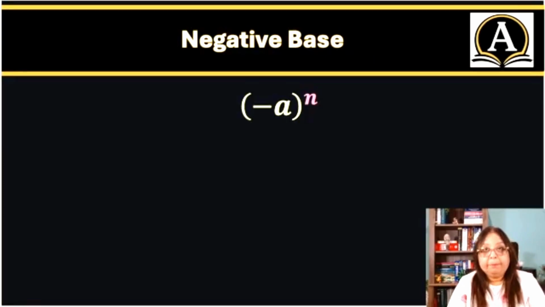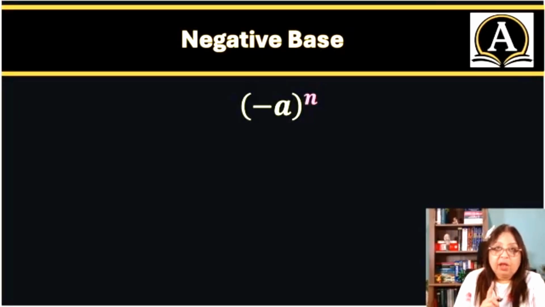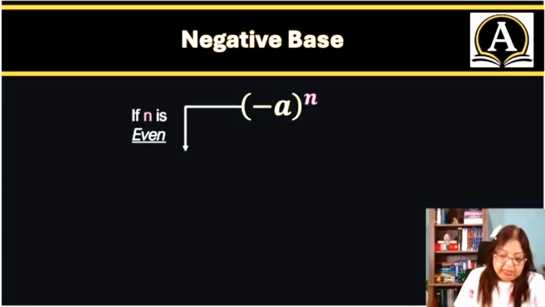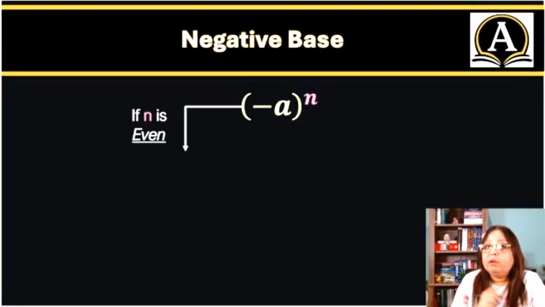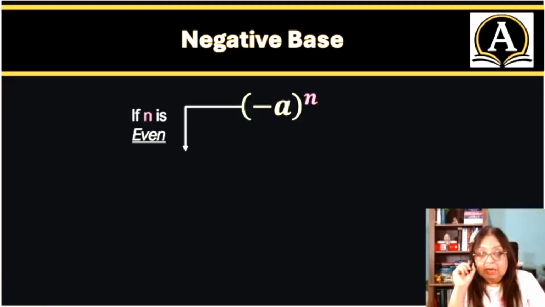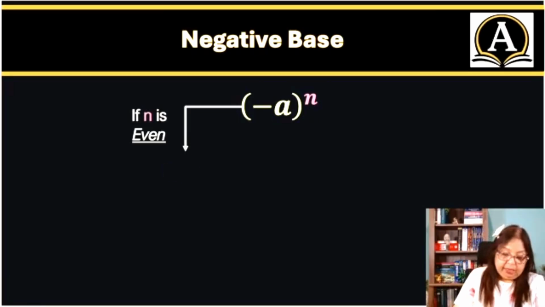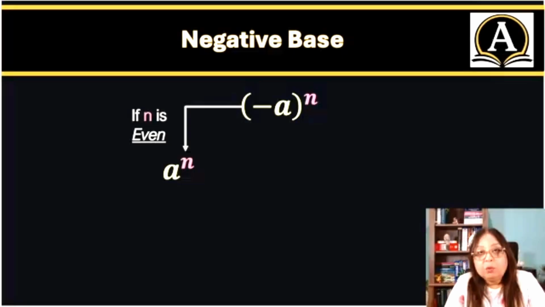All right. Negative base. Well, we know that real numbers can be positive or negative. Now, whenever you have a negative base, and you raise it to power n, if the exponent n is an even number, then you get a to the power n.